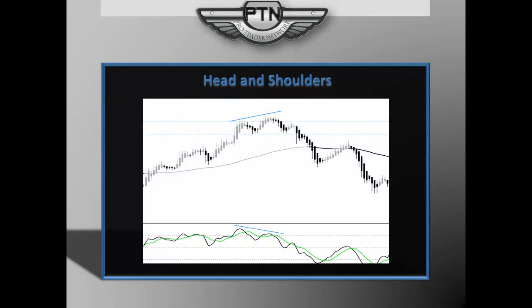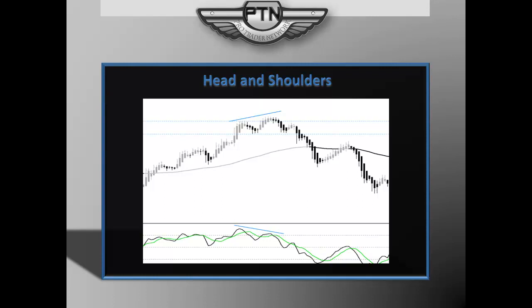Here's how I define a head and shoulders pattern. My RSI must be in the overbought area. The right and left shoulder highs must be within 10 pips of each other. The right and left neckline must be within 10 pips of each other, and the head of the head and shoulders must create bearish divergence.